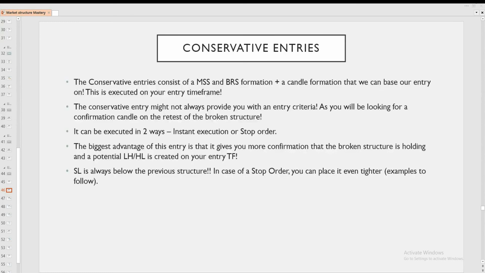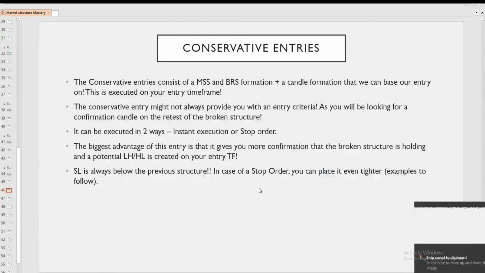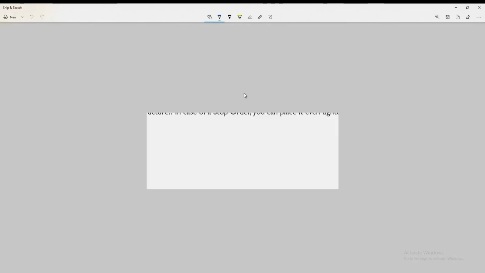So the conservative entry might not always provide you with an entry criteria. Okay, so this is important to know because you will be looking for a confirmation candle on the retest of that broken structure. So if the market, for example, sometimes is going to create a big bearish engulfing candle, let me just illustrate that example because I think it's pretty important to actually give you some examples as I speak. We have a lot of examples following, okay, but let's say we have, for example, this push to the downside. Then we have the MSS formation, and this is your broken structure, okay? So usually we would be looking for an entry in that zone because this is the last lower high broken, and we're going to be looking for a retest of it.